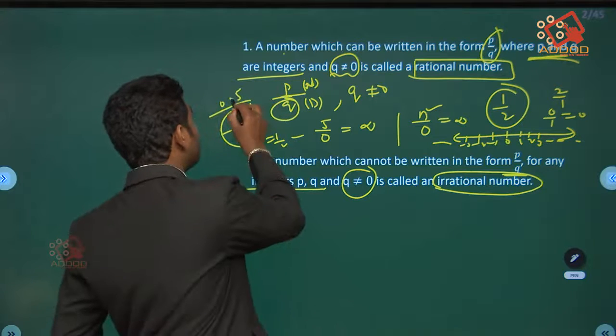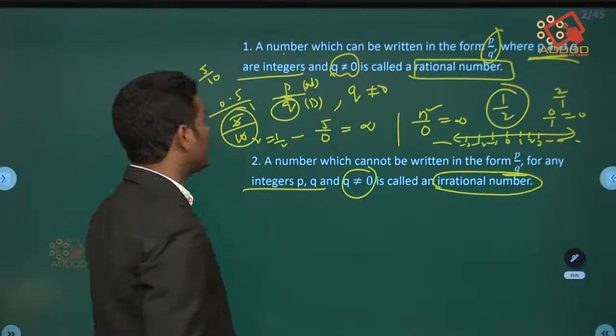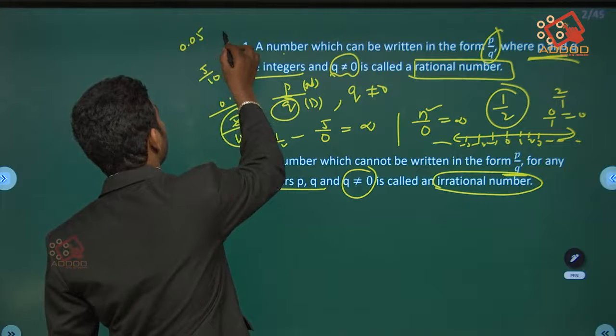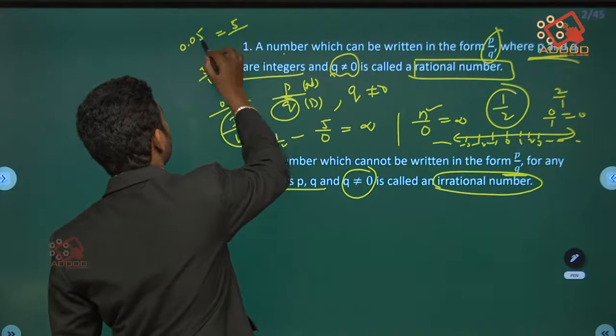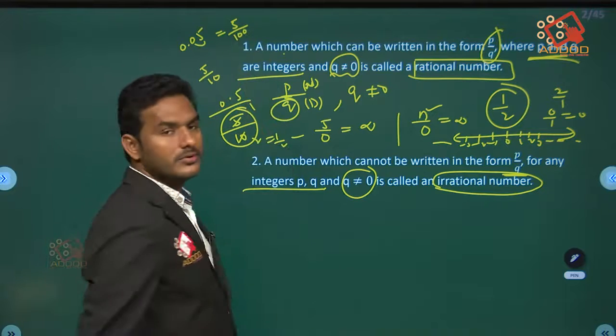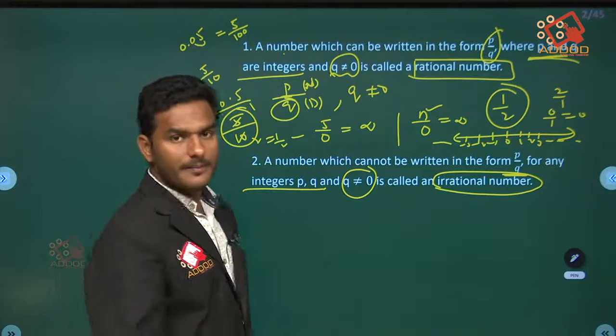So if you have one digit after the point, then after 1 we write one 0. For example, 0.05: here there are 2 digits after the point, so it is 5 by 1 followed by 2 zeros, which means 5 by 100. Like that we take it in p by q form.